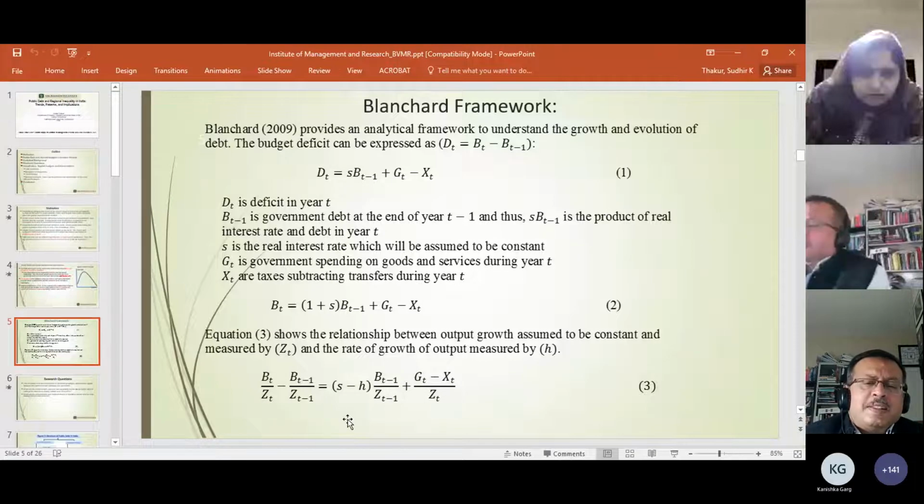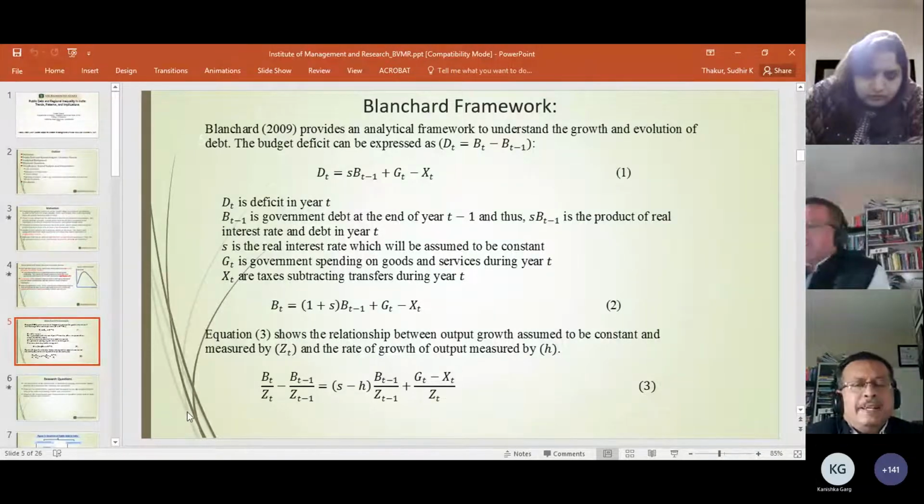This equation looks very simple, but it's very powerful as well, because it says that if the rate of interest increases, your overall debt is going to increase. If output growth decreases, then your debt increases. If this initial debt level is high, then your overall deficit is high. If this ratio is high, that means your deficit is going to be high as well.